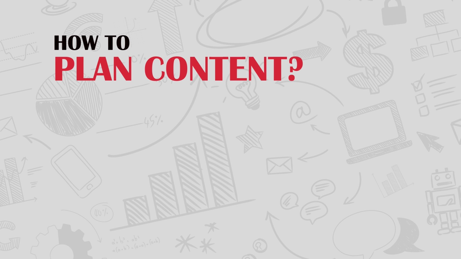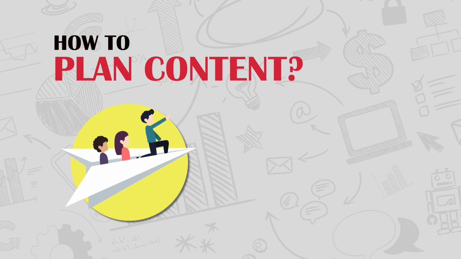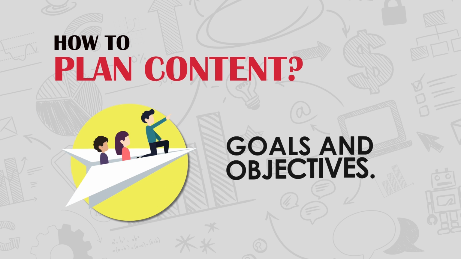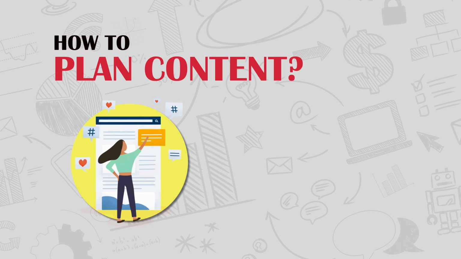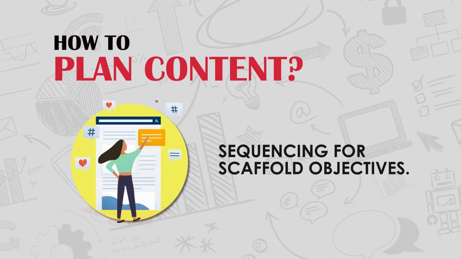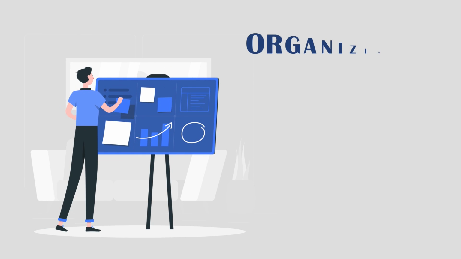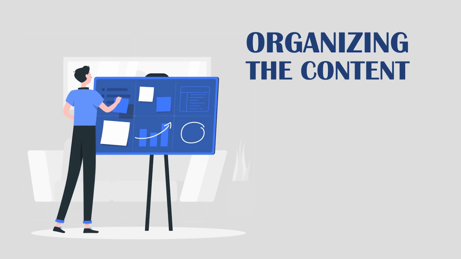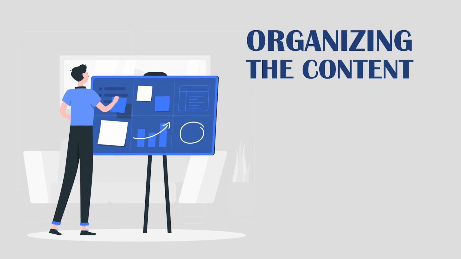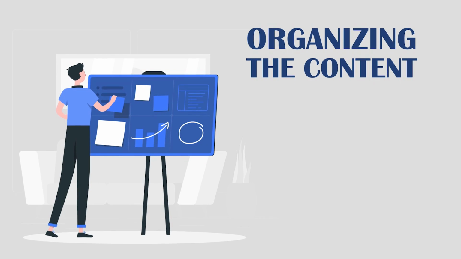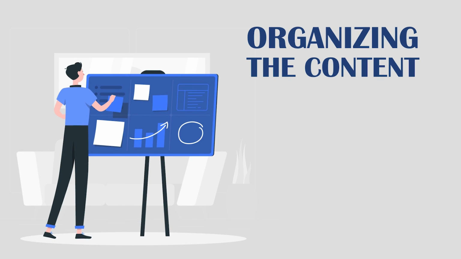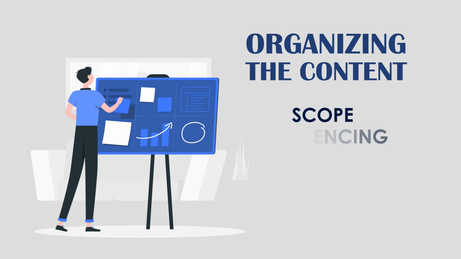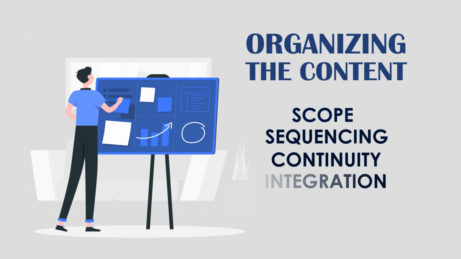During planning of the content, the first thing is to formulate the goals and the objectives. Then sequencing for scaffolded objectives, the organization of the objectives. The next step is organizing the content, how to organize the material or the subject matter to be taught. There are mainly 4 components for organizing the content. These are scope, sequencing, continuity and integration.